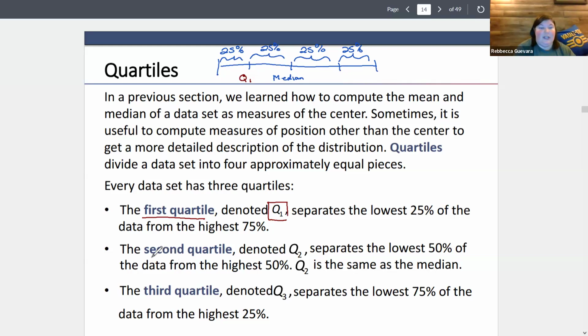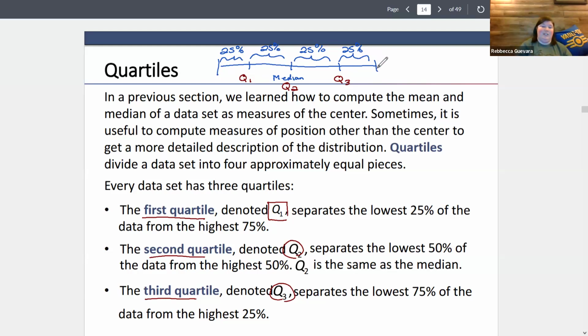Next, we're going to have our second quartile, which we use Q2 for. That separates my data into 50% below it and 50% above it. So this is going to be the exact same thing as your median. Your median is the point where your data is split equally in half, and that is also called your second quartile. And then your third quartile, your Q3, would be here. So 75% of my data is below my Q3 and about 25% is above it.